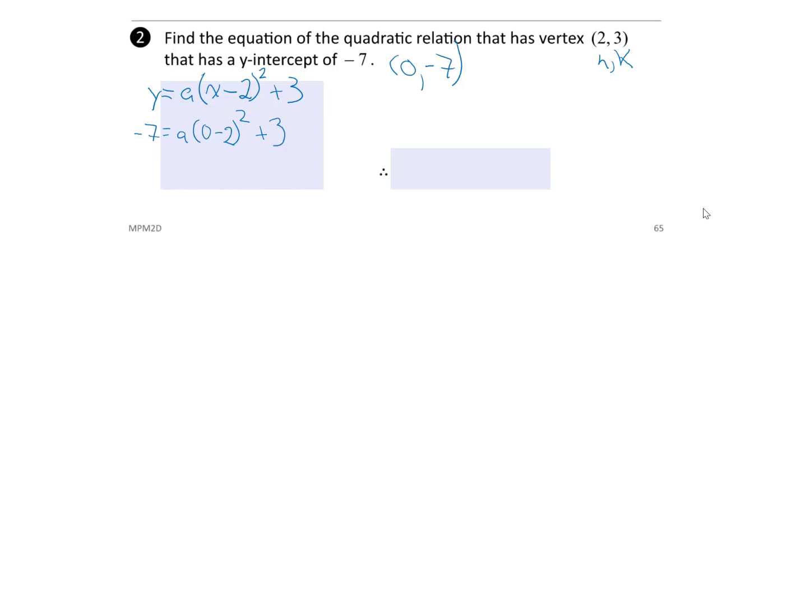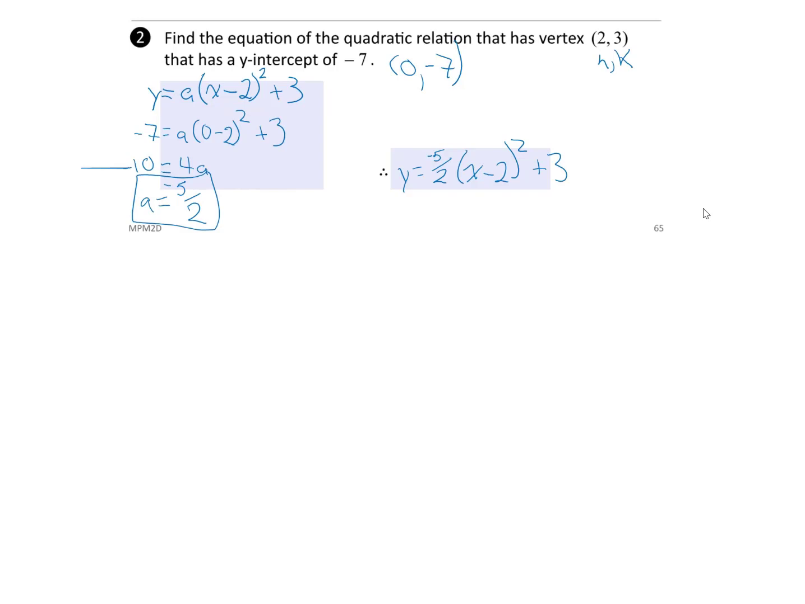If we move the plus 3 over, we'll get negative 10 over here. And then negative 2 squared is 4, so we get 4a. So a equals negative 5 over 2 when you reduce it down. Therefore, your equation is y equals negative 5 over 2, x minus 2 squared plus 3.